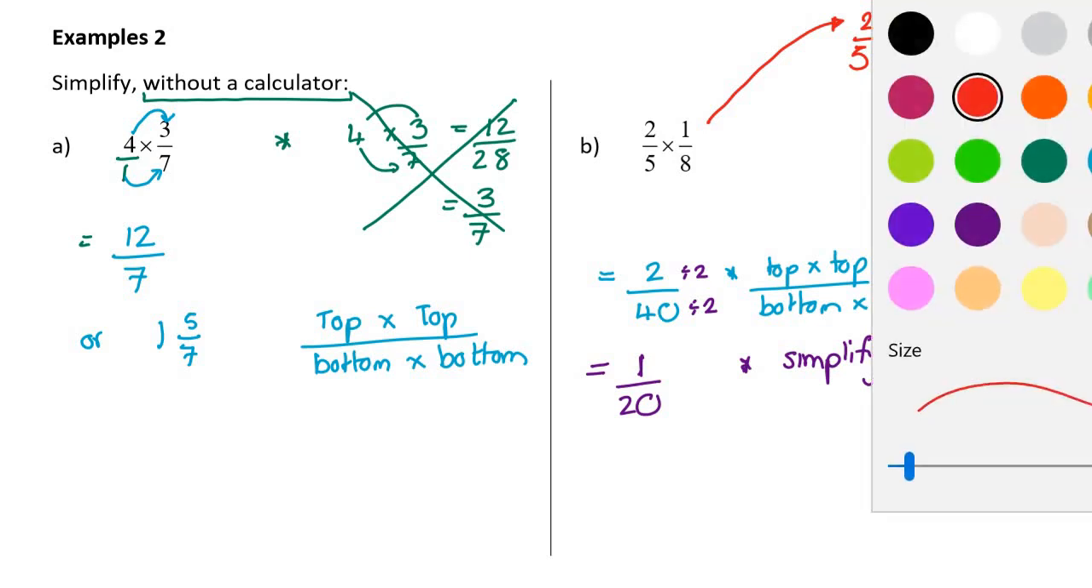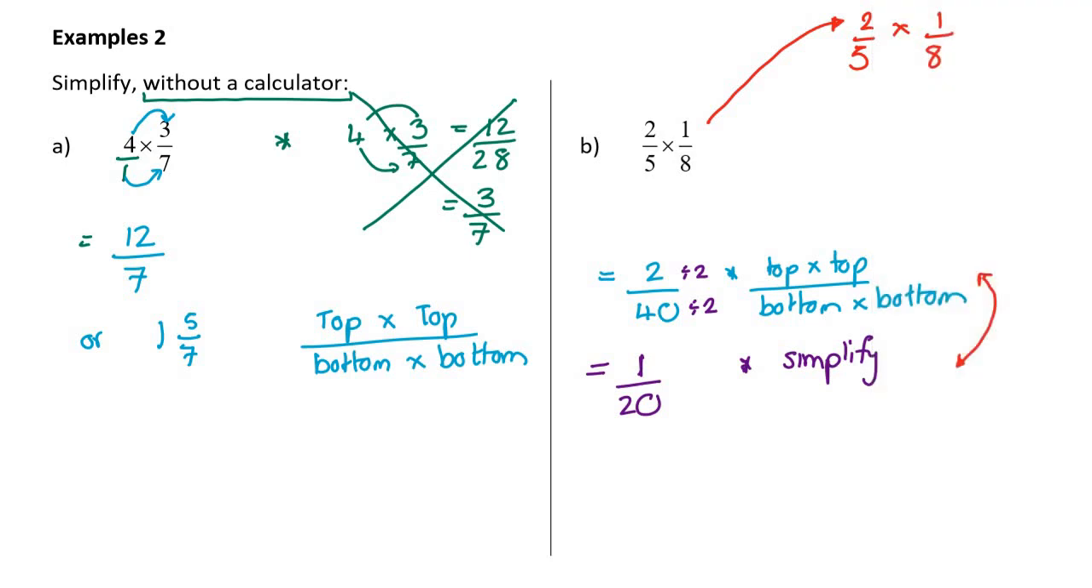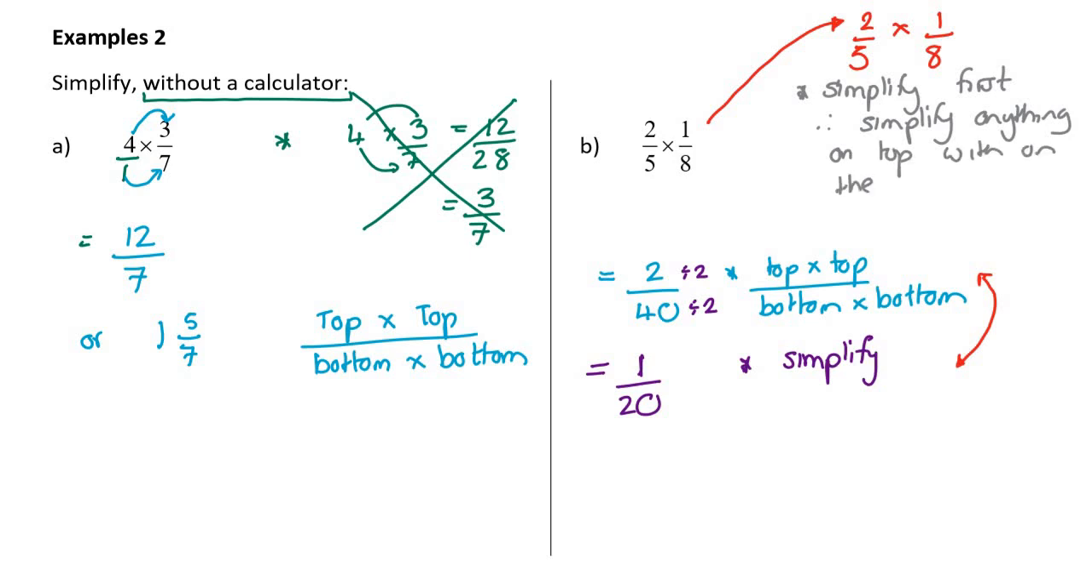So how it works is you can cancel anything on the top with something on the bottom. So I'm just going to write myself a note here. What this method is, I'm going to simplify first. Therefore, what I mean is simplify anything on top with anything on the bottom. You can't simplify something on top with something on top. So you must simplify anything on top with something on the bottom. And this is basically called cross-cancelling.